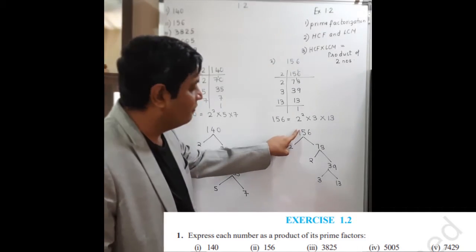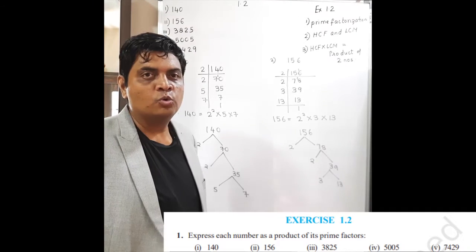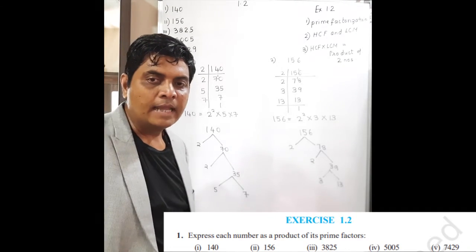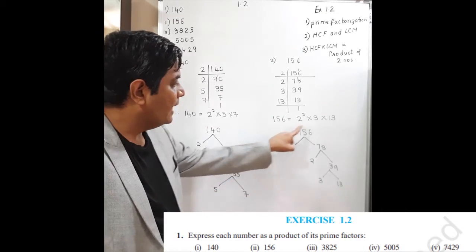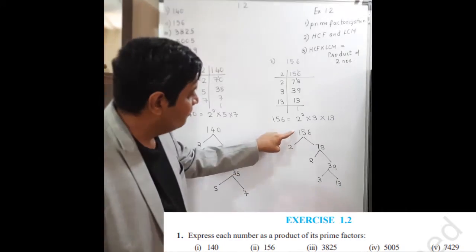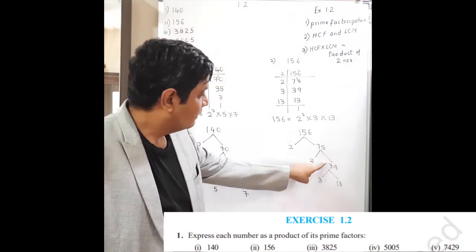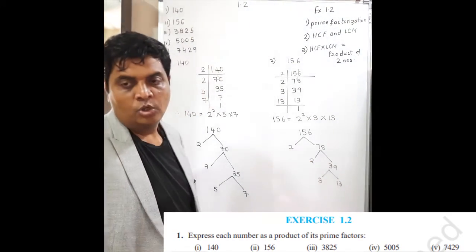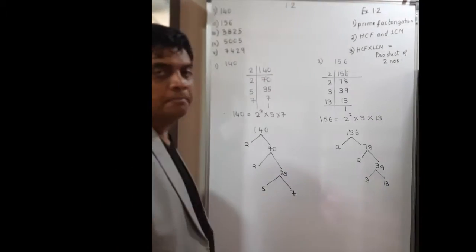Now if I want to show the factor tree for 156, it is not asked in this question, but many times in exams they ask to show the factor tree. In that case, you have to show it this way. 156 is 2 into 78. 78 is 2 into 39. 39 is 3 into 13. This is how you will show the factor tree. Please note down this sum.